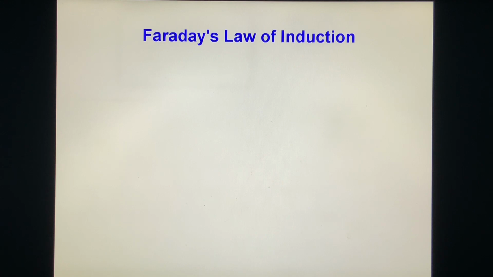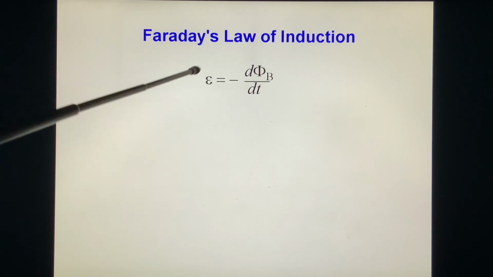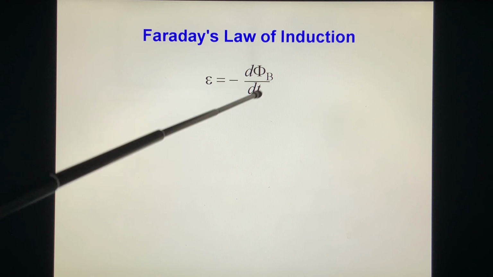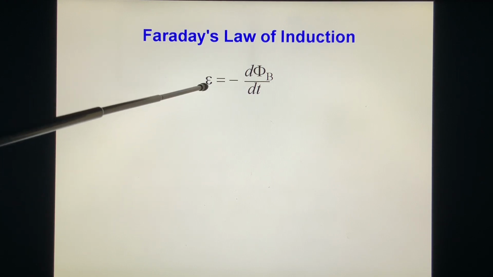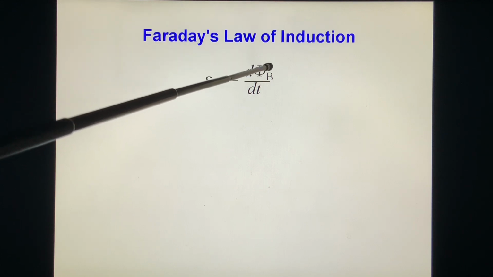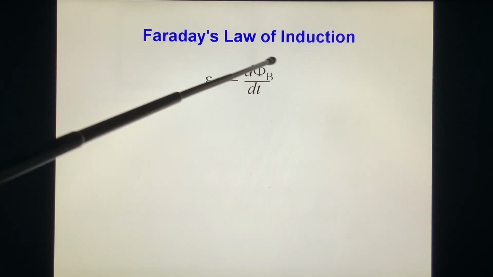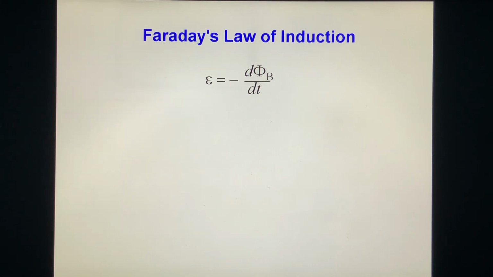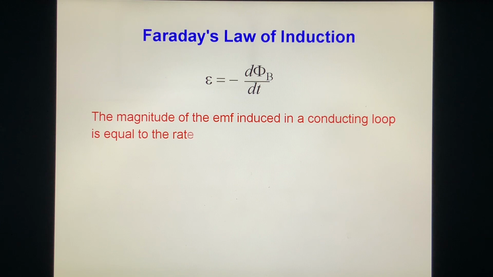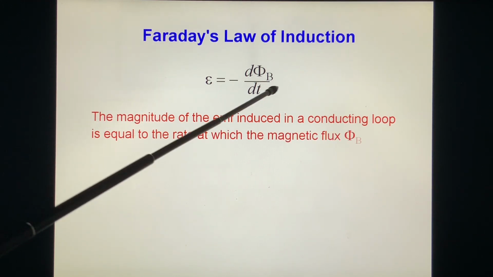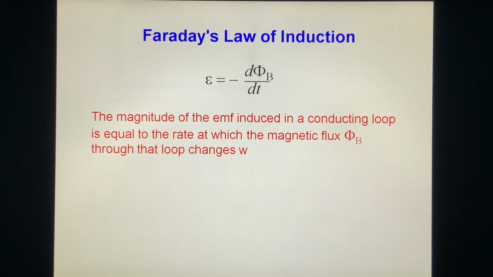Faraday's law of induction: epsilon equals minus d phi B dt. This is the induced electromotive force. This is the change of magnetic flux. So this means a changing magnetic field can create an electric field. The magnitude of the electromotive force induced in a conducting loop is equal to the rate at which the magnetic flux phi B through that loop changes with time.